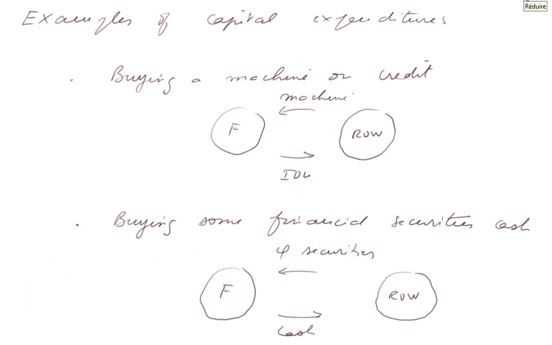Example of capital expenditures. For example, buying a machine on credit. Well, the firm receives a machine at some date, and at the same date gives to the supplier of the machine, that belongs to the rest of the world, an IOU, that is a promise to pay at some point. Another example, buying some financial securities and paying cash, for instance. A firm can very well buy financial securities, that is stocks or bonds or something else. Well, in that case, the firm receives the financial securities and gives cash to whoever sold these financial securities.